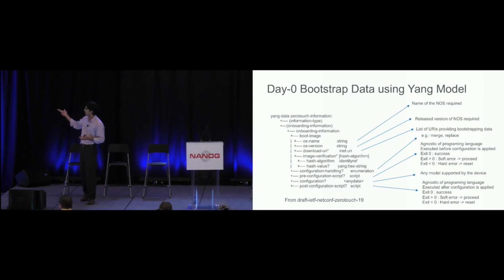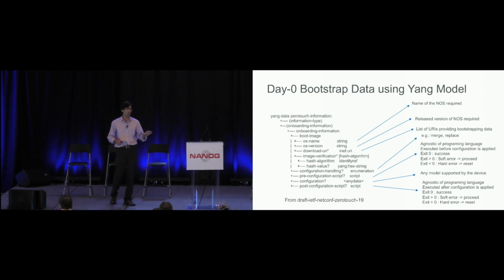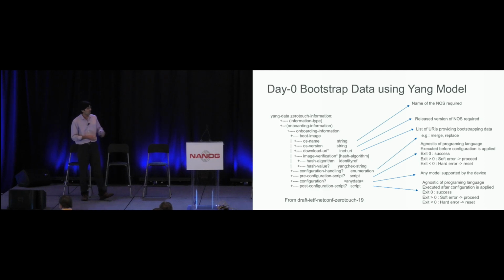You can also download the image, you can merge the configuration, you can replace the configuration, you can get the configuration, you can perform various operations, just like NETCONF, nothing special. If you are aware of NETCONF, then it's just like NETCONF operations, nothing special. You can also provide some kind of security using the hash algorithm. You can see there is an image verification. With the hash algorithm, there is space there for the security.